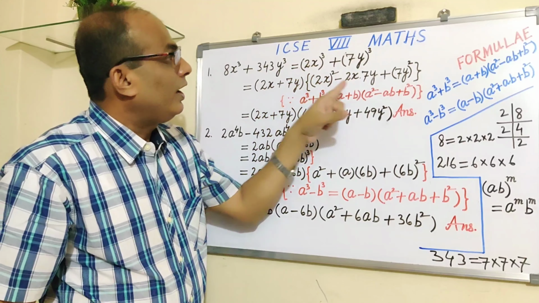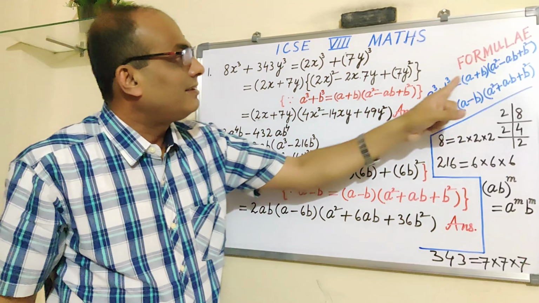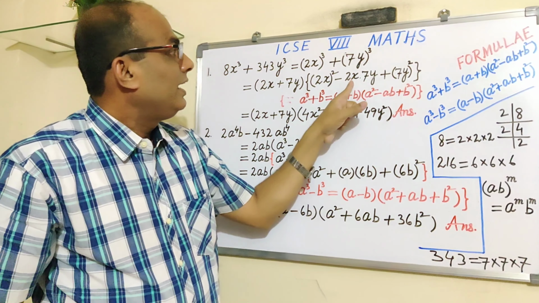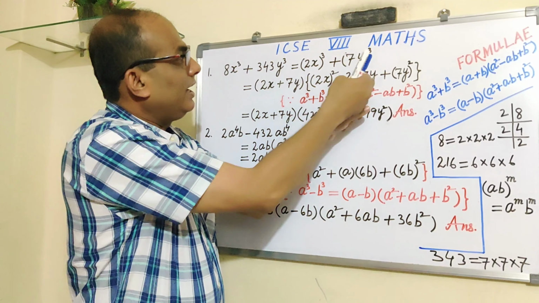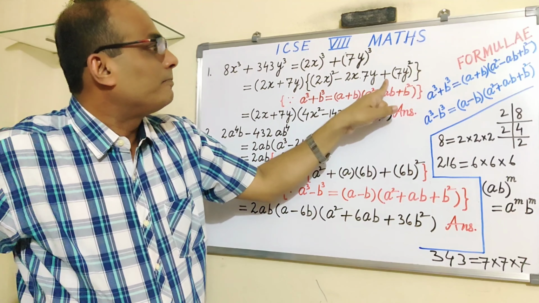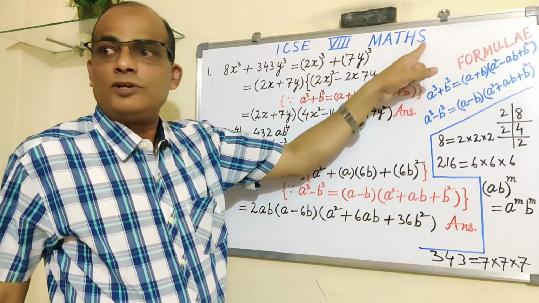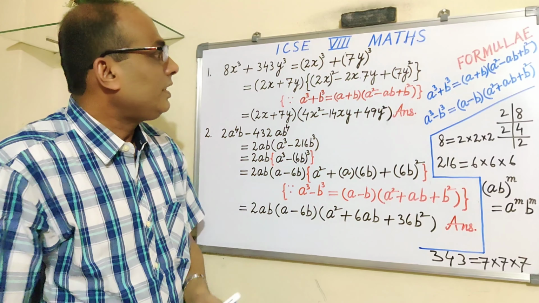So a square means 2x whole square, minus ab. A is 2x and b is 7y. Plus b square, in place of b we have 7y, so 7y whole square. Got it? Okay.